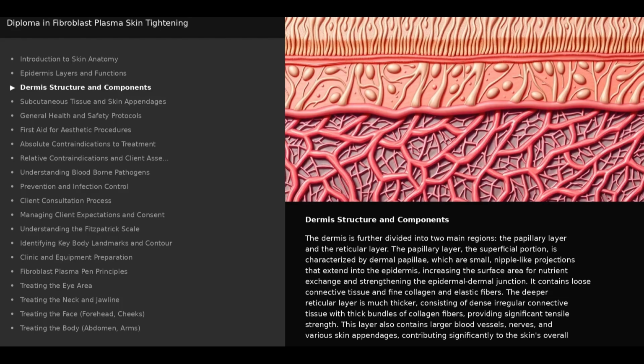The dermis is further divided into 2 main regions, the papillary layer and the reticular layer. The papillary layer, the superficial portion, is characterized by dermal papillae, which are small, nipple-like projections that extend into the epidermis, increasing the surface area for nutrient exchange and strengthening the epidermal-dermal junction. It contains loose connective tissue and fine collagen and elastic fibers. The deeper reticular layer is much thicker, consisting of dense, irregular connective tissue with thick bundles of collagen fibers, providing significant tensile strength. This layer also contains larger blood vessels, nerves, and various skin appendages, contributing significantly to the skin's overall resilience and function.